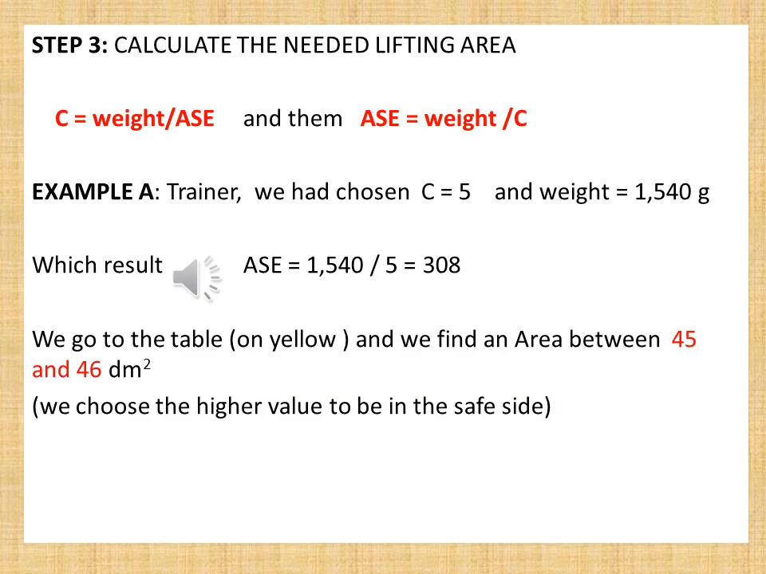Step 3. Calculate the needed lifting area. C equals weight divided by ASE, and then ASE equals weight divided by C. Example A, trainer: we had chosen C equals 5 and weight equals 1,540 grams, which results in ASE equals 1,540 divided by 5 equals 308. We go to the table, on yellow, and we find an area between 45 and 46 square decimeters. We choose the higher value to be on the safe side.